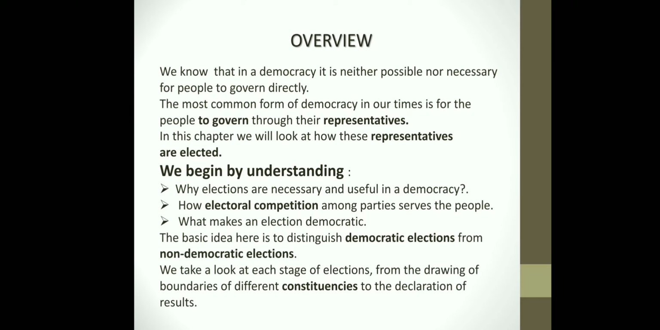We know that in a democracy it is neither possible nor necessary for people to govern directly. The most common form of democracy in our times is for the people to govern through their representatives. In this chapter, we will look at how these representatives are elected. Let us begin by understanding why elections are necessary and useful in a democracy, how electoral competition among parties serves the people, and what makes an election democratic. The basic idea here is to distinguish democratic elections from non-democratic elections. We take a look at each stage of elections, from the drawing of boundaries of different constituencies to the declaration of results.